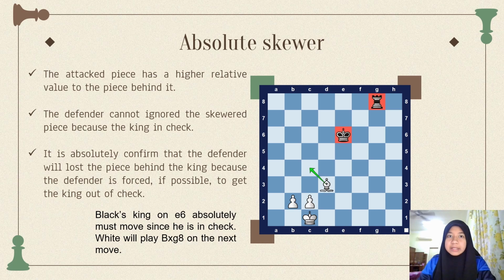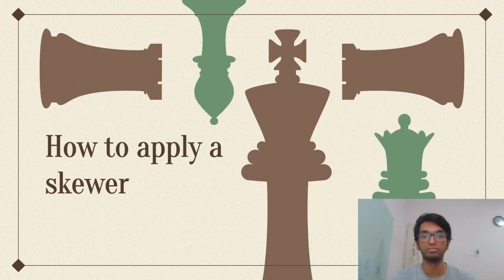In this diagram, it is white's turn to move. The black king is skewered by the white bishop. This is an absolute skewer because the rules of chess force the black king on e6 to get out of check if possible. After black chooses one of the handful of legal moves available, white bishop will capture the black's rook on g8 on the next move.